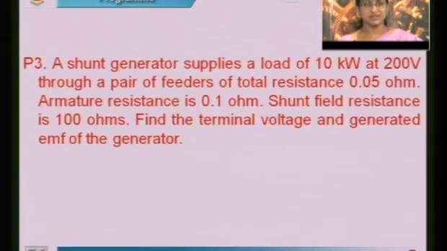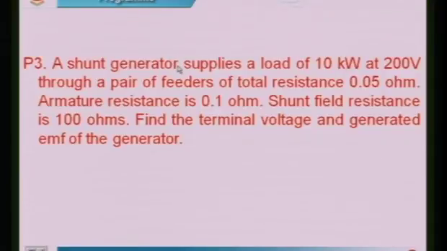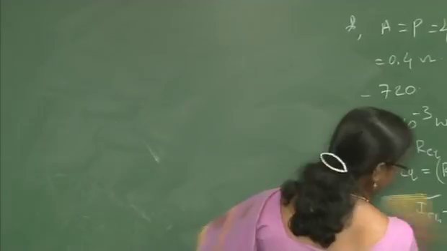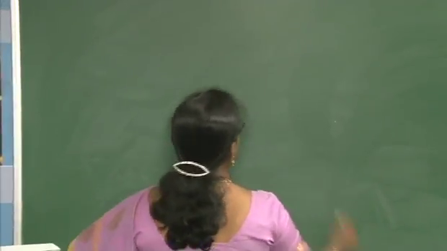So how exactly are you connecting this? A shunt generator supplies a load. The shunt generator is supplying a load of capacity 10 kilowatt at 200 volt through a pair of feeders of total resistance 0.05 ohm. So how exactly do we represent this feeder with the load? It is a shunt generator.